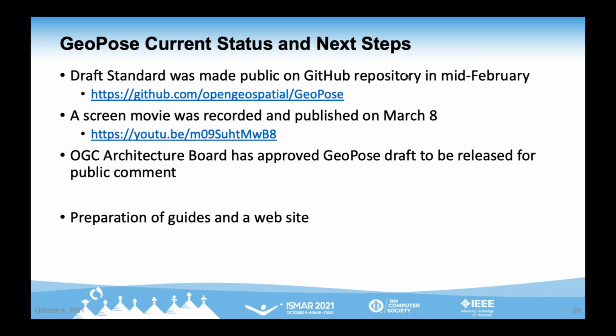We've been working on this specification for more than 2 years. The draft was made public in February of 2021 on GitHub. We are constantly recording new updates, but basically things haven't changed a great deal since the beginning of 2021. And that's why about 3 weeks ago, the GeoPose Standards Working Group asked the OGC Architecture Board to review it, which it did, and approved that draft for public comment. So that'll be released in the coming weeks. In parallel, we're preparing guides and a website about GeoPose.